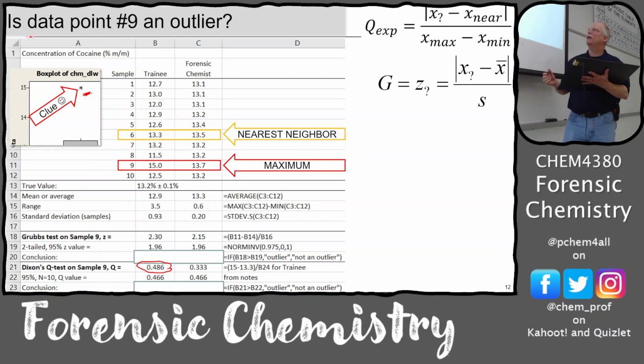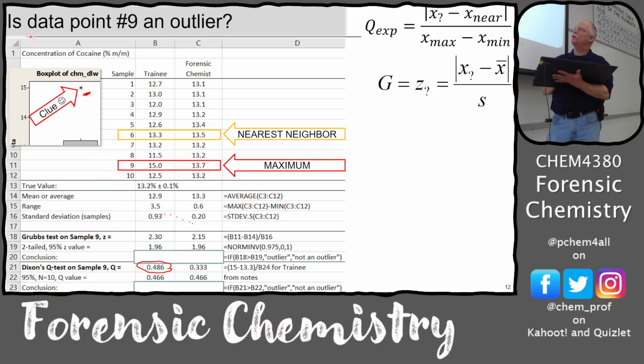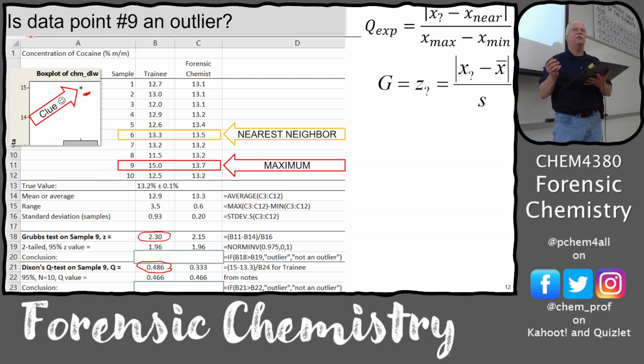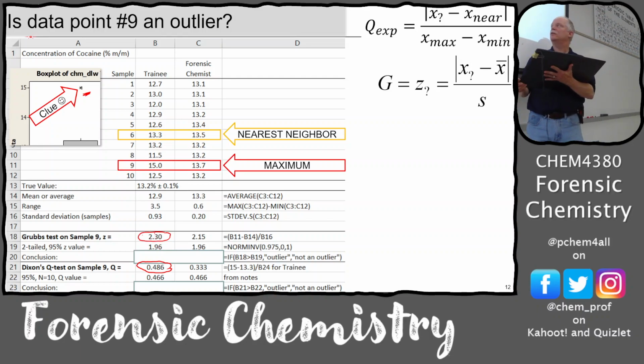Let's look at the Z transform. If we take our maximum, this 15, subtract the mean, and divide by the standard deviation, this is what we get. We get 2.3. That's what's called a Z transform. That's our Z experimental. This is the Z critical, so it's greater than Z critical. So it's also an outlier using the Grubbs test.